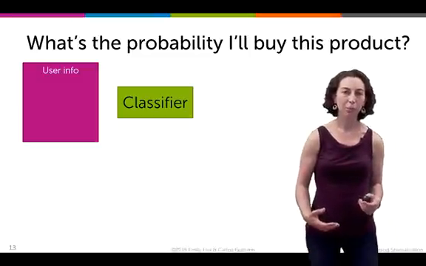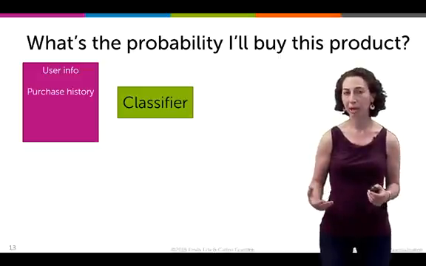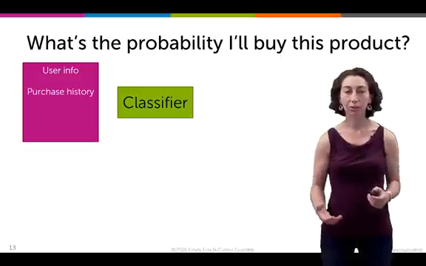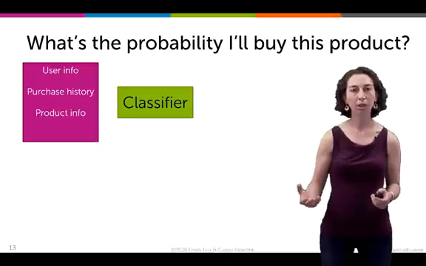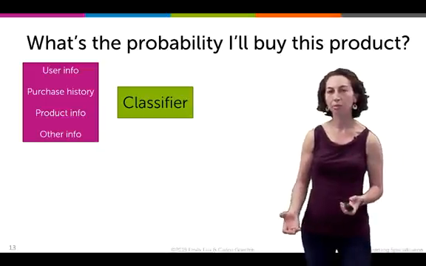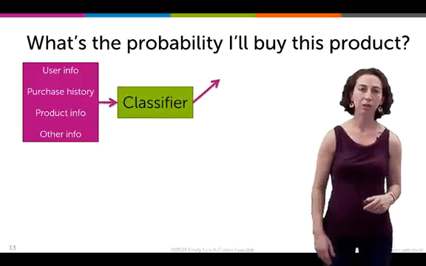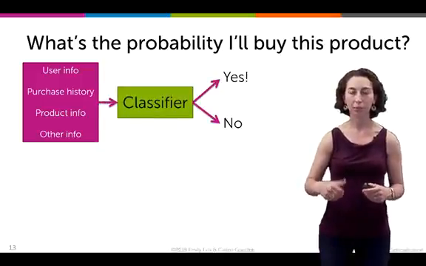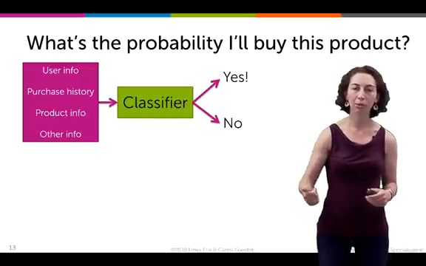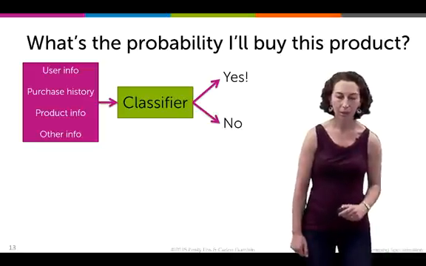Okay, so this classification model is going to take in features about the user, features about the past purchases of that user, features about the product that we're thinking about possibly recommending, as well as potentially lots of other features that we can talk about. And we're going to shove all these features into our classification model, and it's either going to spit out, yes, I believe this person's going to like this product, or no, I don't think they're going to like it.